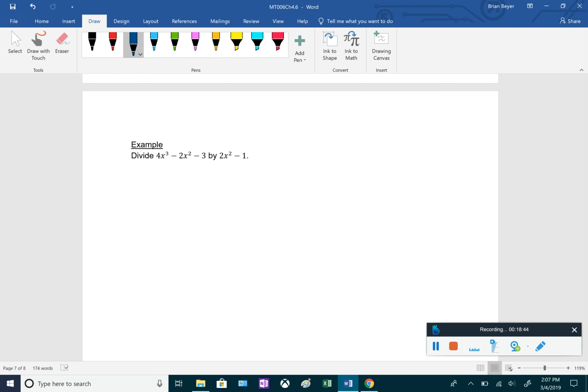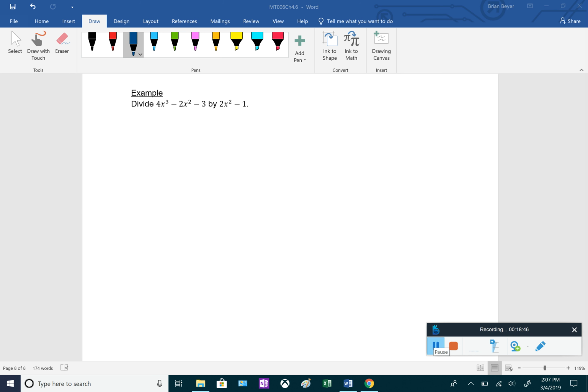So for this last one here, let's do the setup. So I'm going to have the setup as 4x cubed minus 2x squared. It's missing the x term, so I'm going to throw in plus 0x, then minus 3. For the divisor, it's missing the x term, so I'm going to put in plus 0x for that missing term. And then now I'll pause the video and I'll go through and do it. Maybe you can try it on your own first.